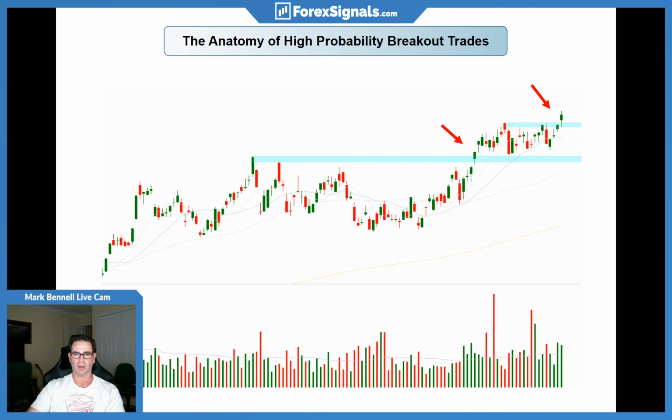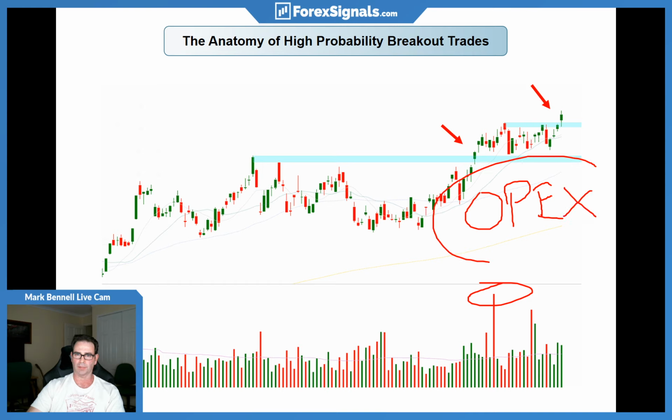All right. However, just be careful with stocks. This could be options expiry. You'll get big days like that as well. Right? That's not, because you got a gap. That could have been options expiry.